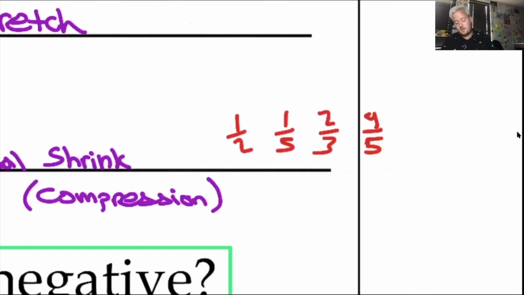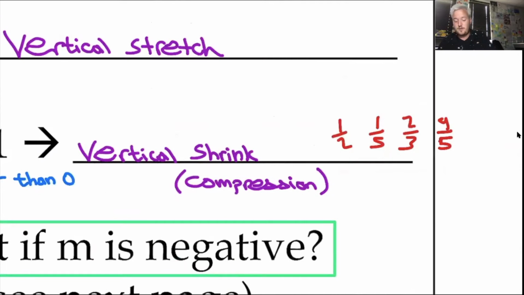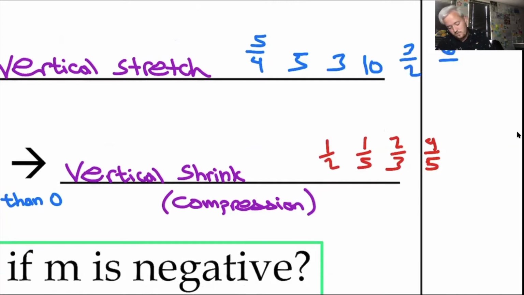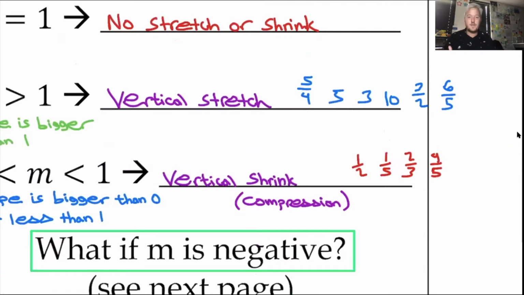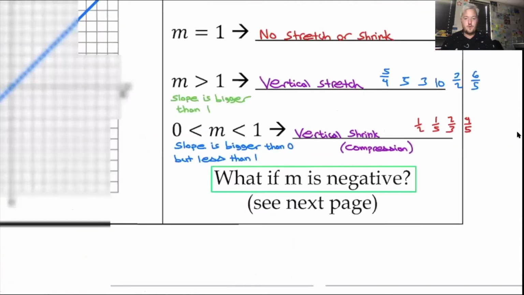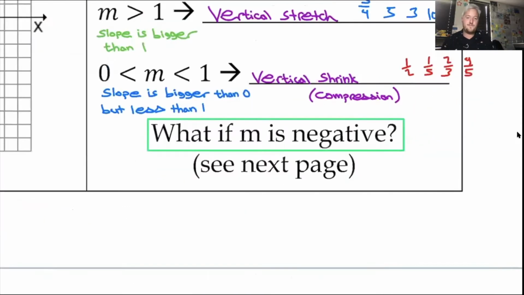Now you have to be careful, because not all fractions are going to be a vertical shrink. If you have a fraction such as 5/4, well, that's bigger than 1, so that actually falls under stretch. More examples of stretches are if you have a slope of 5 or 3 or 10, or even 3/2 or 6/5. Just any number bigger than 1 is going to be a stretch. But if it's less than 1 but bigger than 0, that's a shrink. If it's negative, we're going to look at that on the next page.